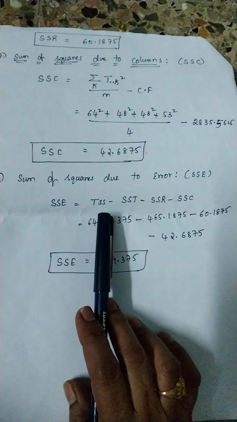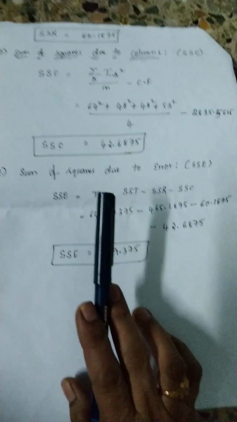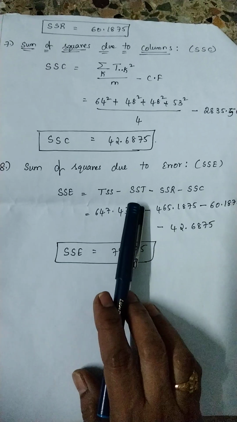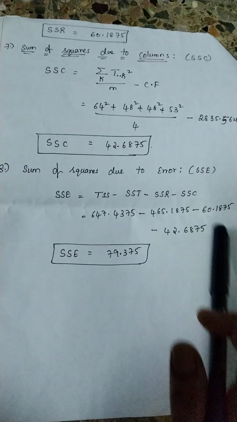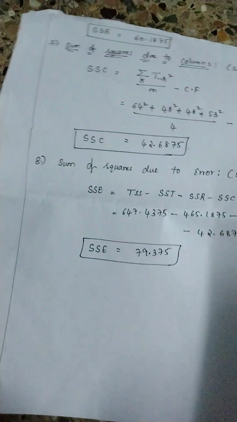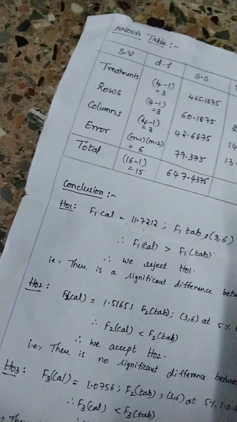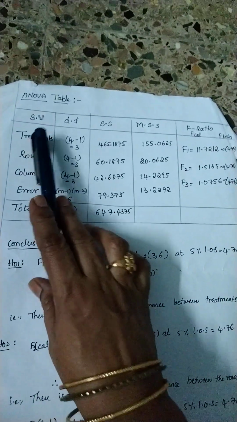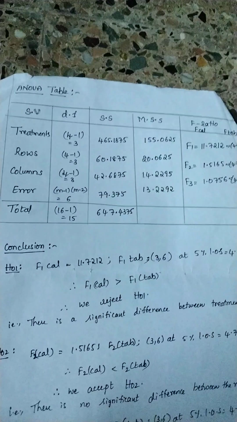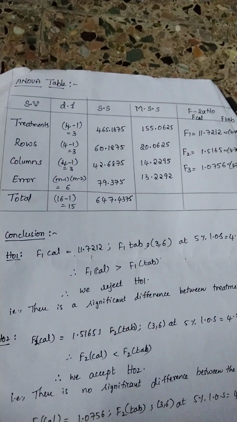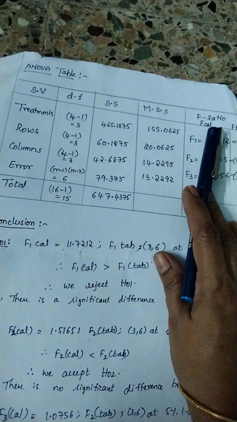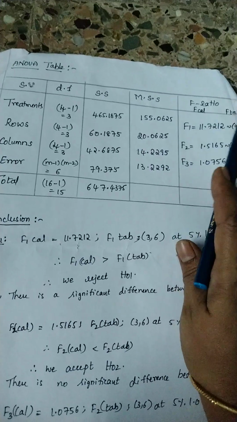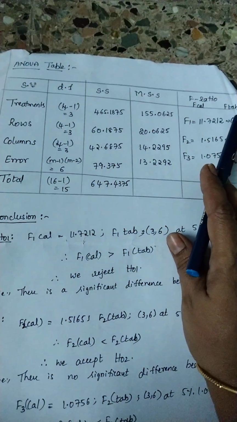Now, sum of squares due to error. What is the formula for sum of squares due to error? Total sum of squares minus sum of squares due to treatments minus sum of squares due to rows and sum of squares due to columns. With that, you are going to get sum of squares due to error. After finding this, I already told you this is the ANOVA table proforma, which has the sources of variation, degrees of freedom, S.S meaning sum of squares, M.S meaning mean sum of squares, and the last one is F ratio. In the F ratio, you will have two separate columns. The first one is F calculated value and the next one is F table value.